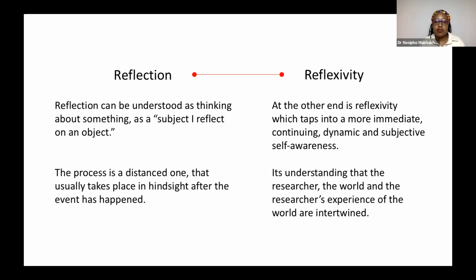So reflection can be understood as thinking about something. So as a subject, I reflect on an object. And the process is a distanced one that usually takes place in hindsight, after the event has happened. So something happens and you take the time to reflect on what has happened, to see how you can do things better going forward. So we tend to use reflection as a process that we do in hindsight.